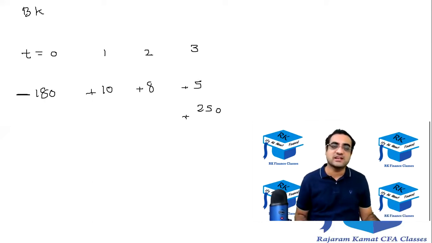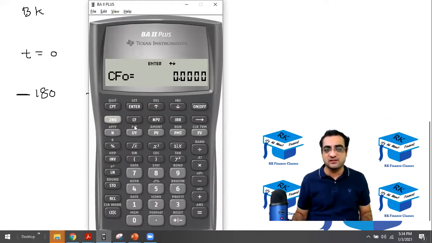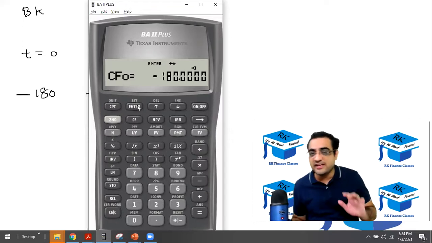Okay, so get to the CF function. CF, second and CEC. So this will clear the memories of the calculator. CF0 is 180 with a negative sign, like this. Enter. Any doubts? Please raise hand.